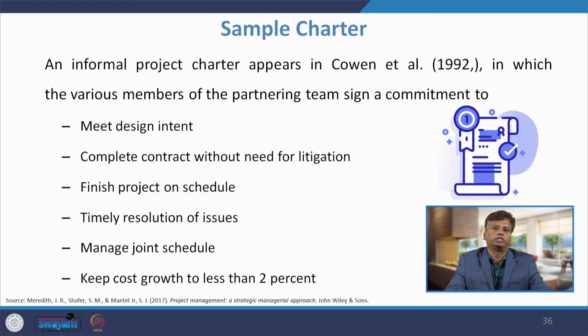An informal project charter appears in Cowan et al., in which the various members of the partnering team sign a commitment to meet design intent, to complete the contract without need for litigation, to finish the project on schedule, to solve issues in a timely manner, to manage the joint schedule, and to keep cost growth to less than 2%. This is then a sample charter.